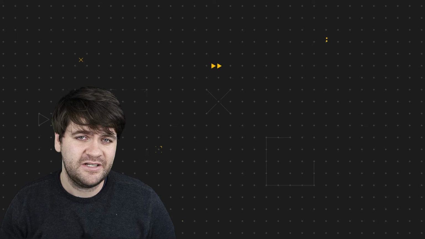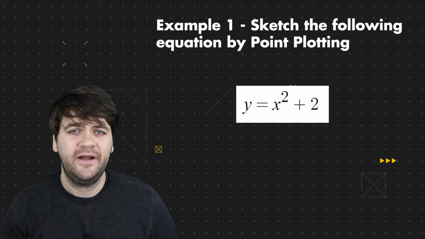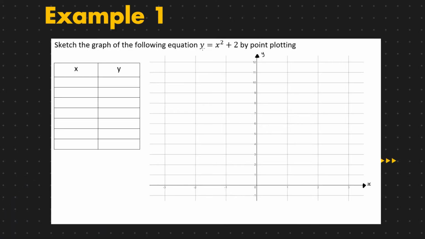Let's say we have the equation y is equal to x squared plus 2, and we want to sketch this graph by point plotting. To sketch the graph y is equal to x squared plus 2, we will first construct a table of values. So we will choose values for x, so I'm going to choose from -3 up to 3. And then we can calculate the y values. Once we have all the coordinates, we need to plot all these coordinates on our xy coordinate plane.